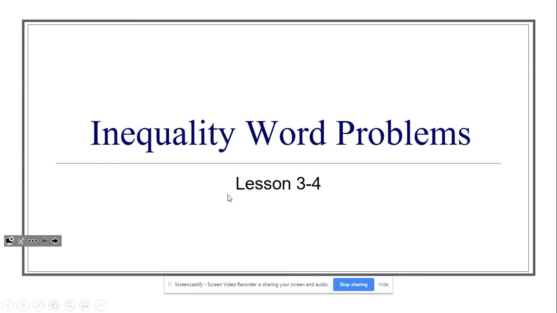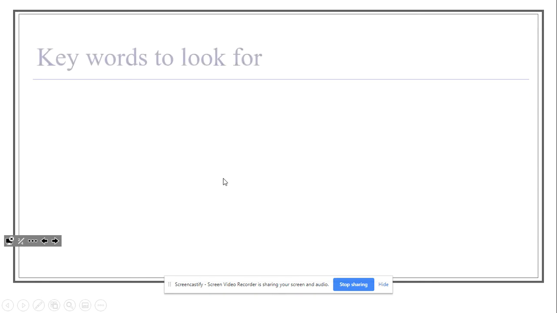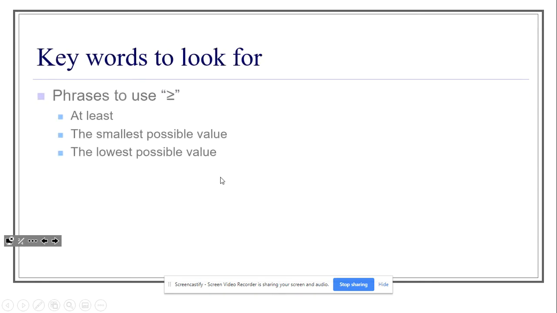This is lesson 3-4, inequality word problems. Some key words that we need to look for with inequality word problems.